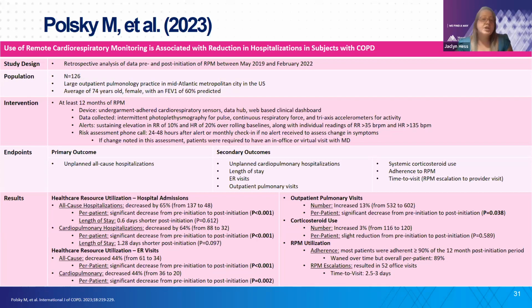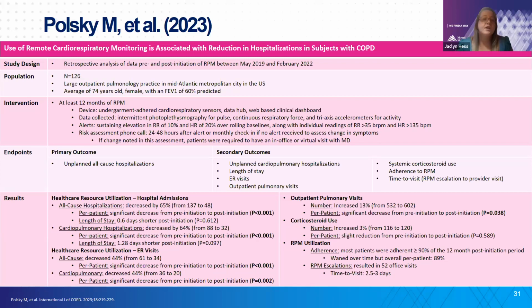So they found a reduction in overall number of hospitalizations and ED visits, both for all-cause and for cardiopulmonary indications. And when broken down per patient, these reductions were statistically significant. And then, although not significant, there was a shorter length of stay post the initiation of RPM. They did note that there was an increase in the number of outpatient office visits and steroid use, in response to us seeing that change in hospitalizations and ED visits.